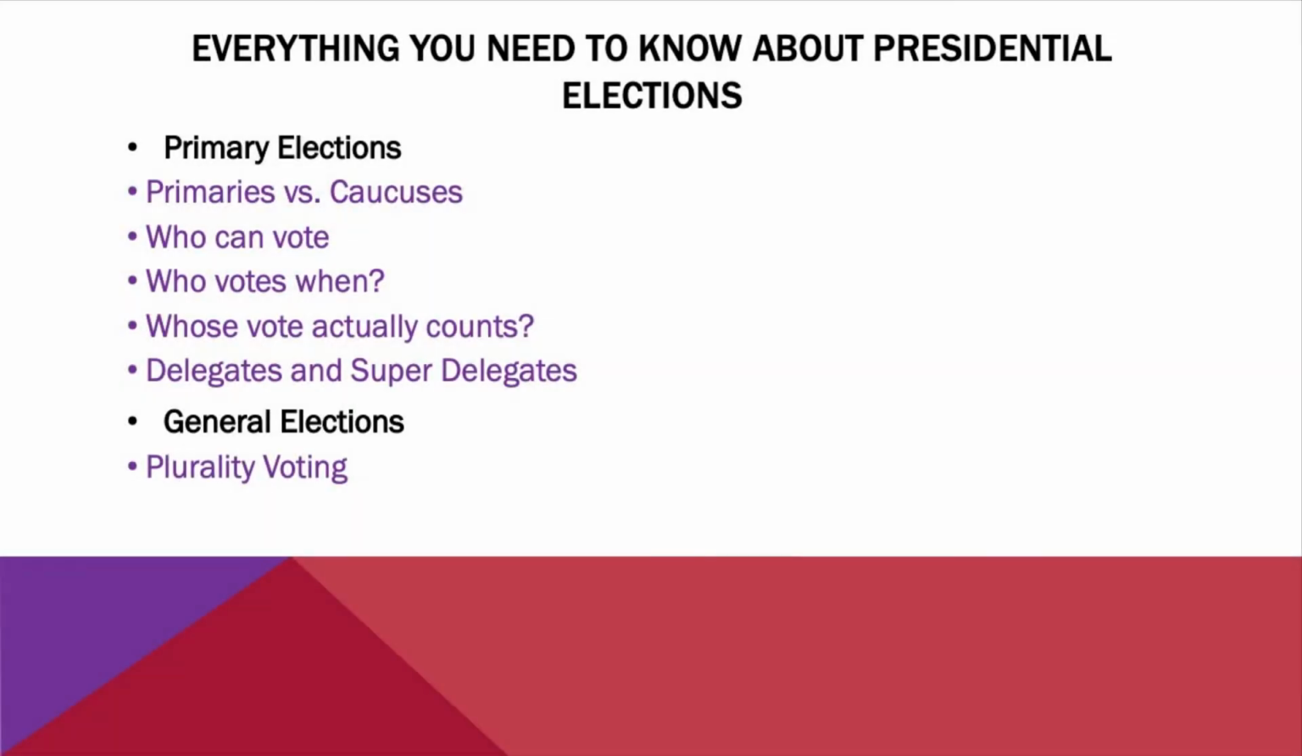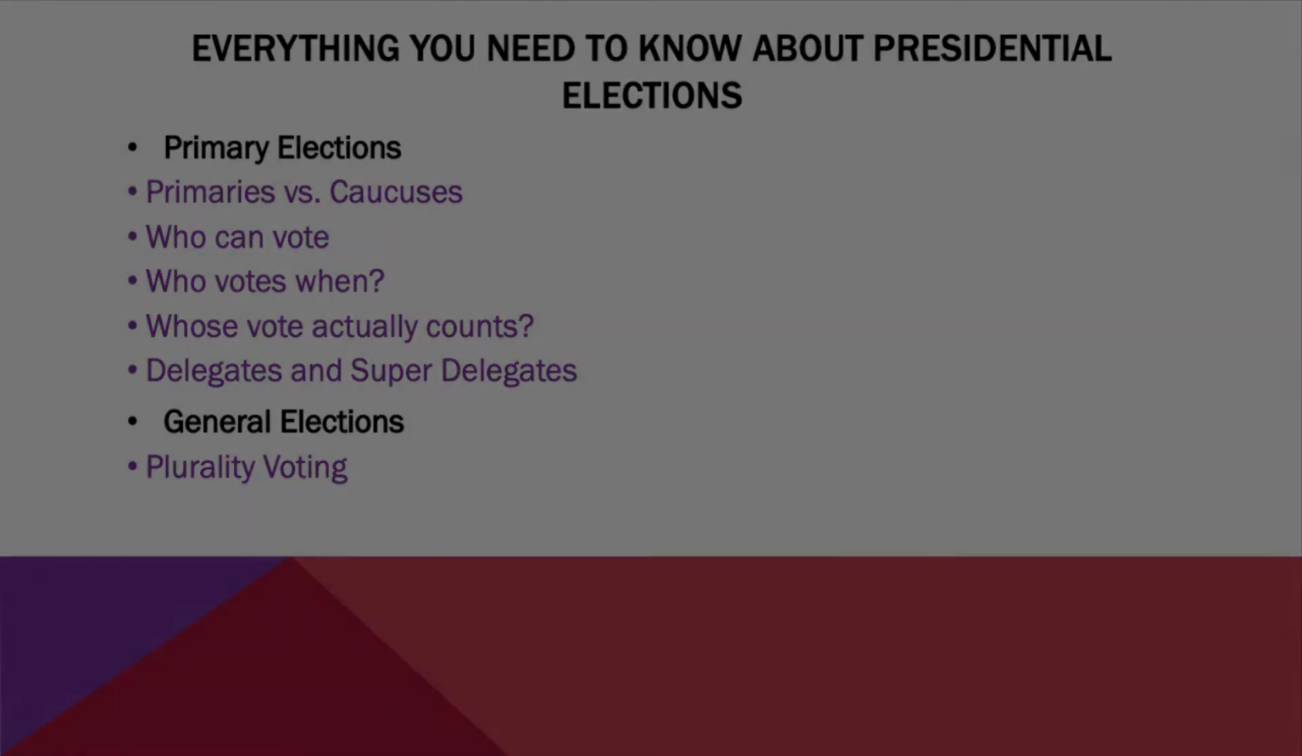So in this lecture, we'll talk about some of those key differences, such as the difference between a primary and a caucus, different state-level rules for who can vote in a primary or caucus, different rules for when each state conducts its primary election, and some of the more bizarre rules regarding each party's nominating convention.